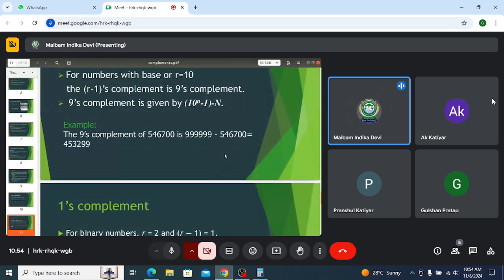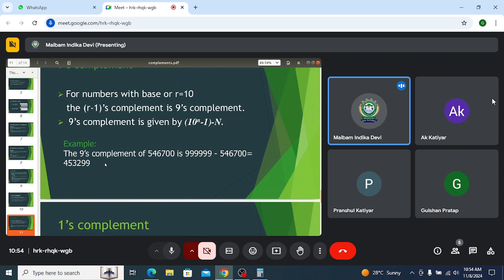Clear? Easy. Yes, ma'am. So this is for 9's complement. You just subtract each digit from 9.